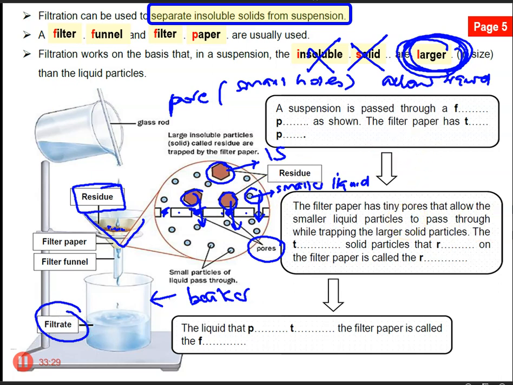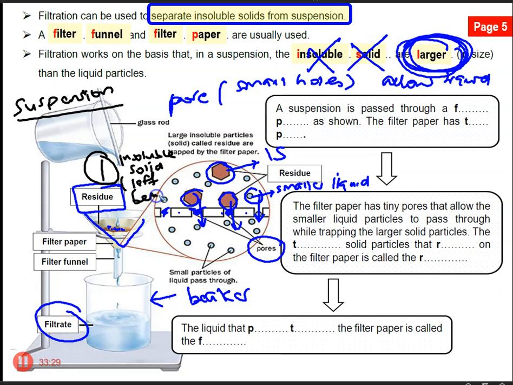So in the process of filtration, whenever you filter a suspension, you will always get two things. You will get the residue, which is the insoluble solid, and this is the one that is left behind in the filter paper because it's too large to pass through. And the second thing that you will get is the filtrate. The filtrate can be collected in a beaker. Why do we get the filtrate? Because these are small enough particles to pass through the membrane. So far, all right?